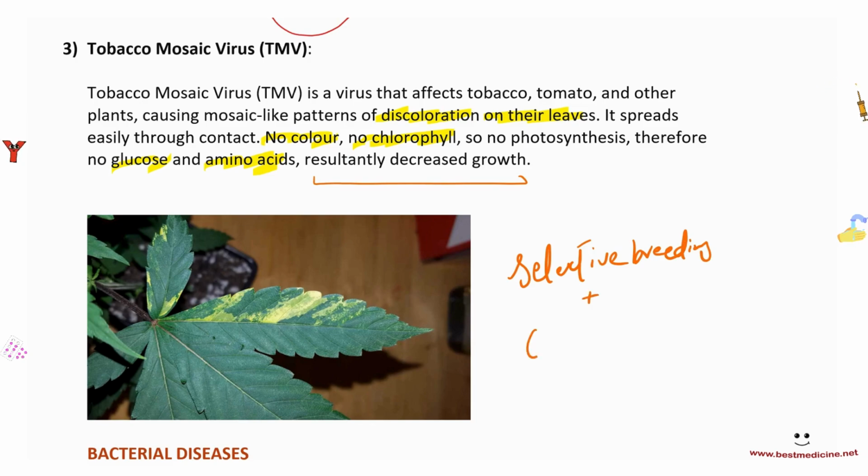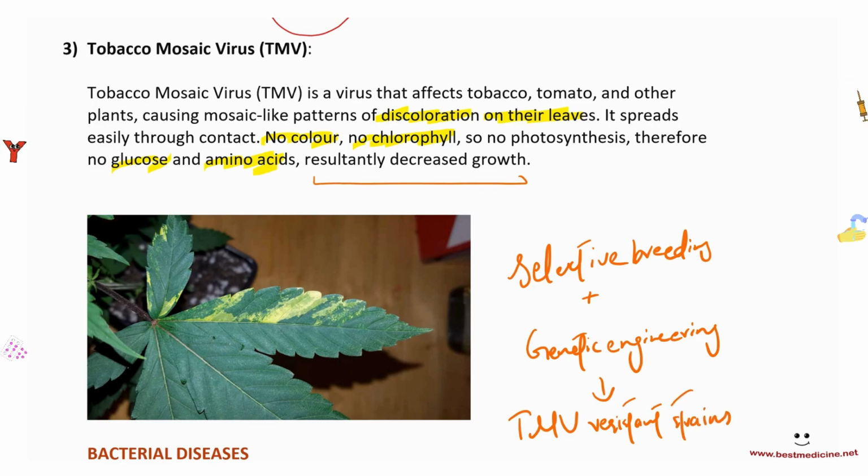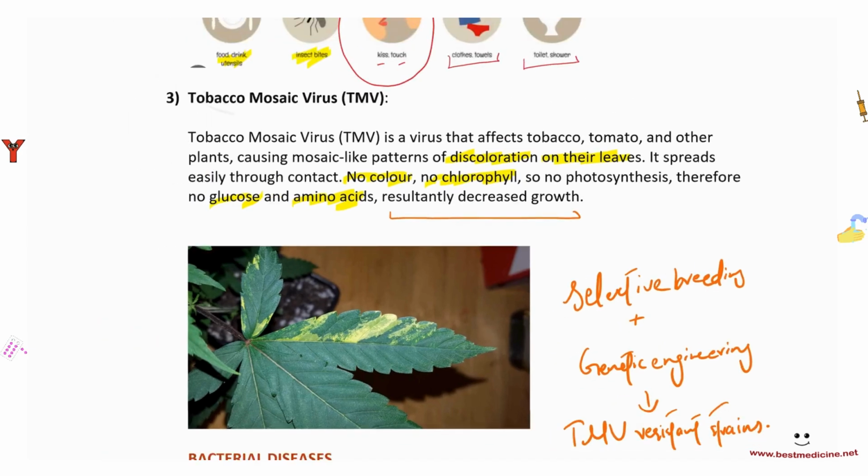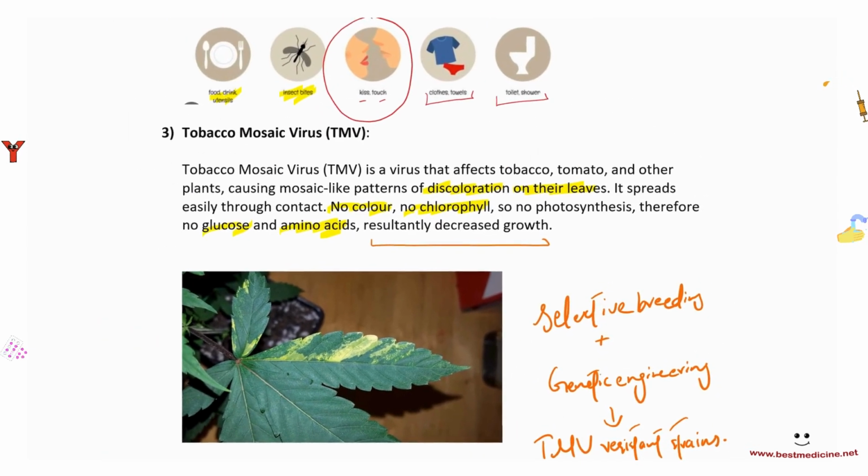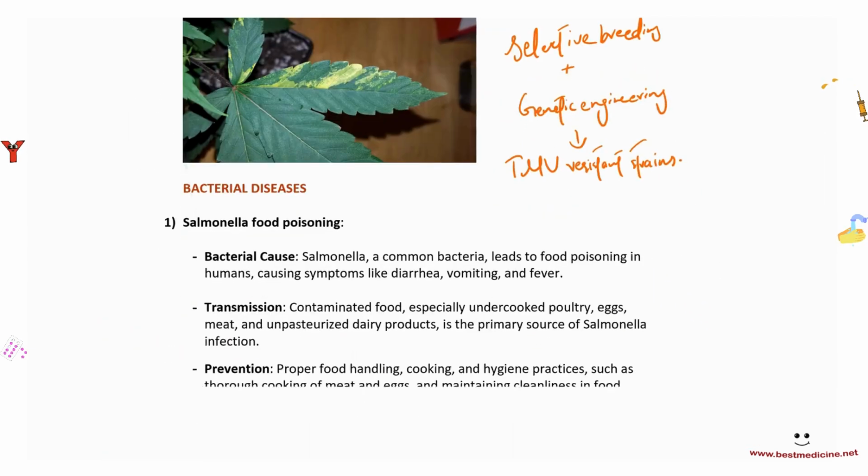And they're trying to use something called genetic engineering, which is also covered later, to try to develop tobacco mosaic virus resistant strains, okay? Resistant strains. And that concludes our section on viruses. And next up, we have bacterial diseases.